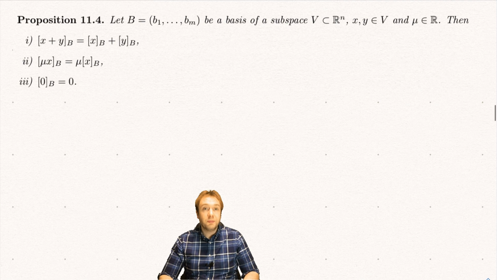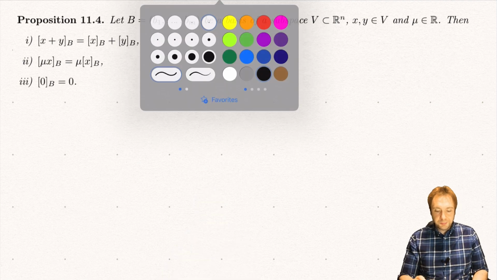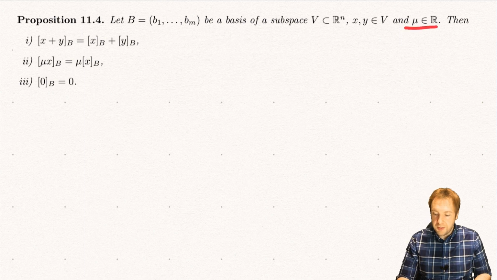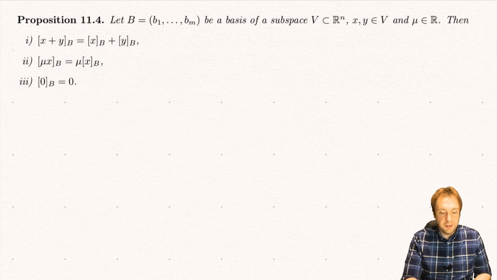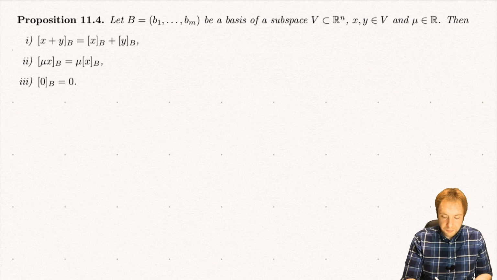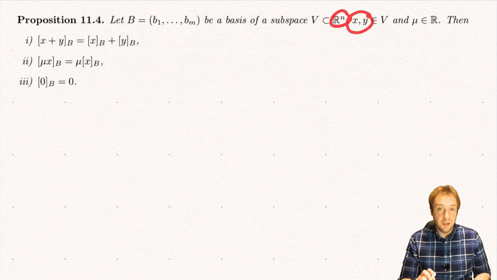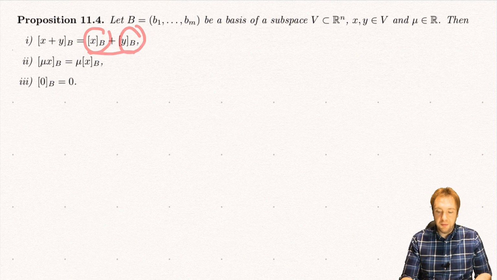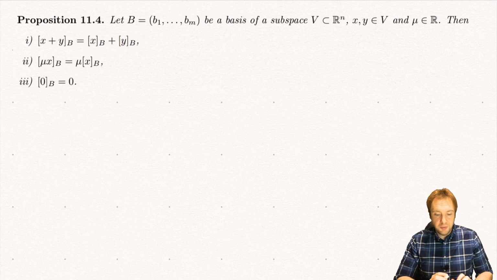And now some easy facts about the coordinate vector. So let again B be a basis of some subspace V, and now consider two elements x and y in the subspace V and some real number mu. Then the statement is that if I add these two vectors in the subspace V and take then the coordinate vector, so here x and y are elements in Rn, and the coordinate vector here is an element in Rm, this is the same as taking first the coordinate vector of both of them and then adding them together in Rm.